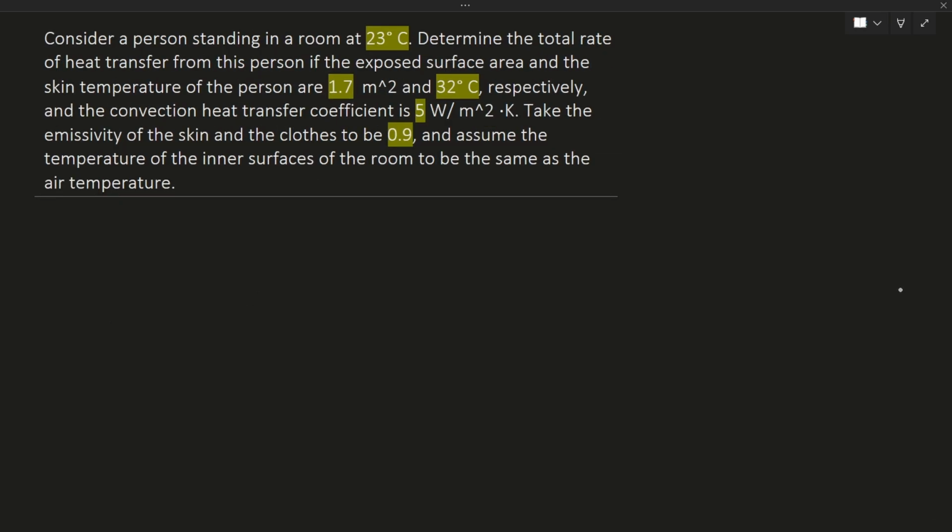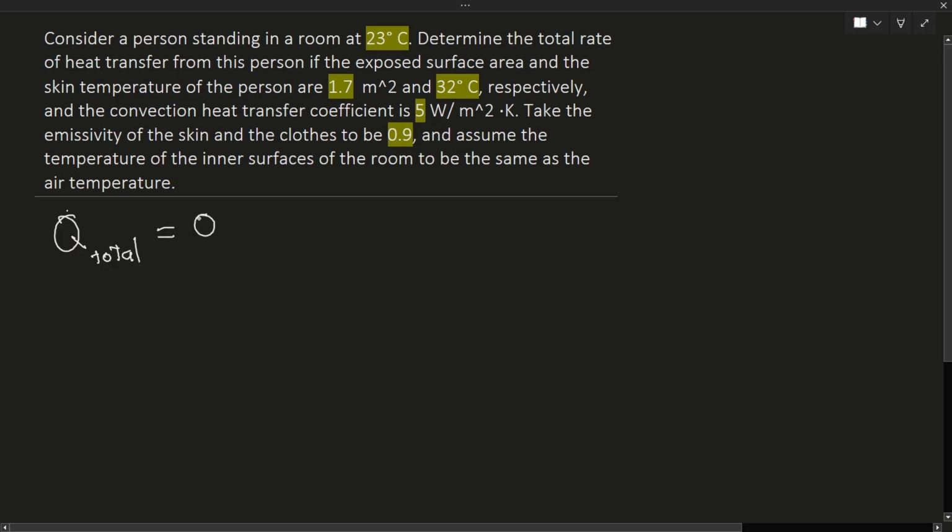All right, let's do a last problem. This one's a little bit harder. It's basically giving you a person standing in a room, blah, blah, blah. I'm not going to read the whole thing, but basically, you're dealing with radiation and convection, okay? So in this case, Q total is equal to Q conduction plus Q convection plus Q radiation. In this question, they're not mentioning any Q conduction, so we're just going to assume this is equal to 0, okay?